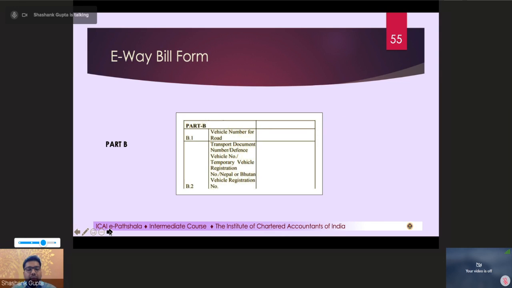Part B of the e-way bill consists of vehicle number, which is carrying the goods, and transport document number. So basically, part B contains details primarily about the vehicle which is undertaking transportation of goods.